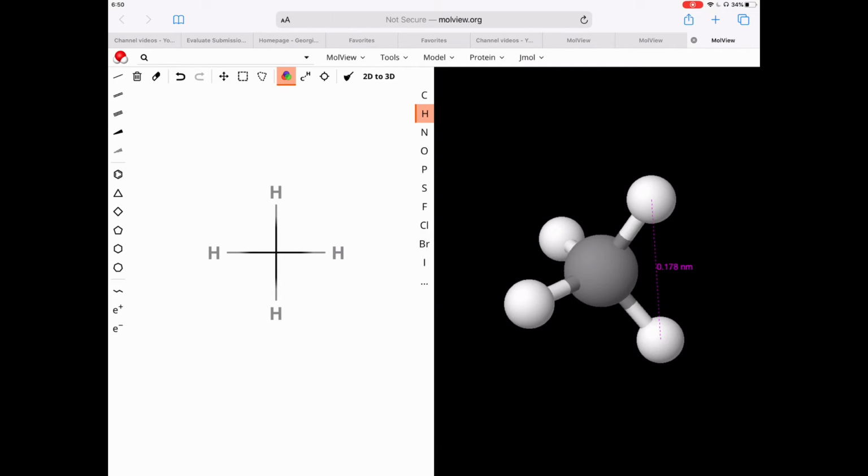So remember, this program gives you the distance in nanometers, and you want to convert that to angstroms. A nanometer is 10 to the negative 9 meters, but an angstrom is 10 to the negative 10. So angstrom is smaller, that means by a unit of 10, so your number should be bigger. So you have to multiply these numbers by 10 to convert them to angstroms. So the distance between two hydrogens is 1.78 angstroms.